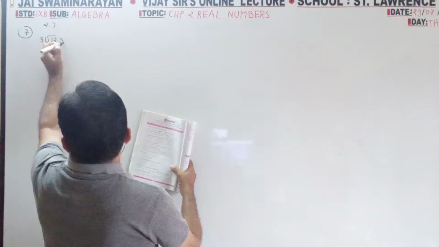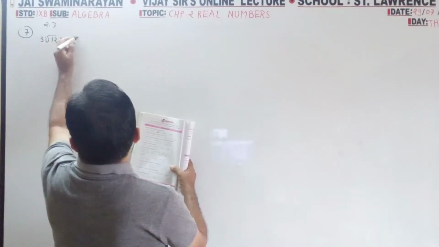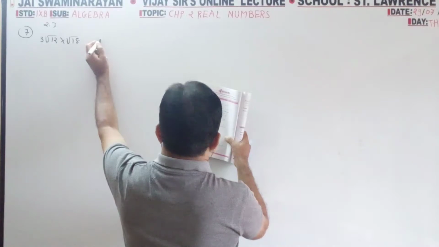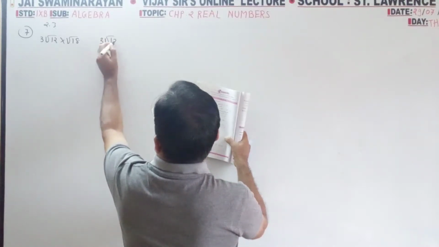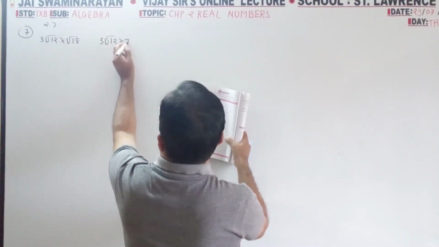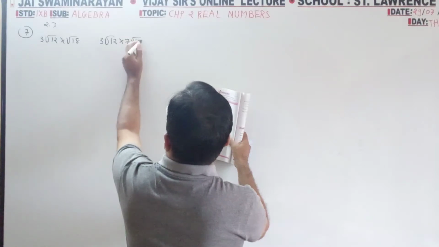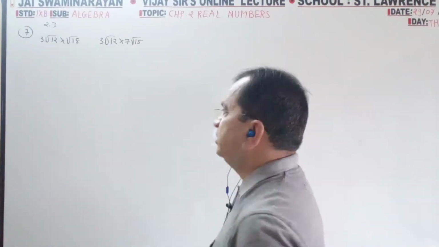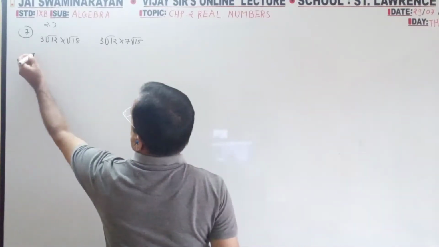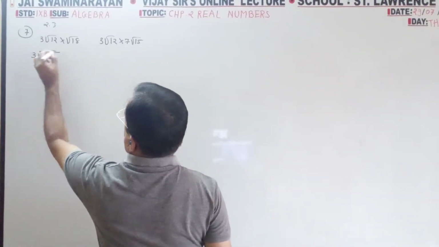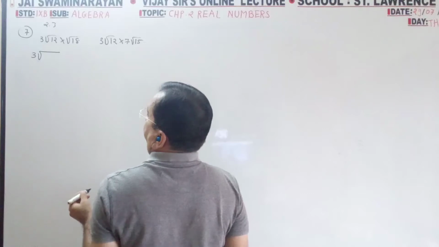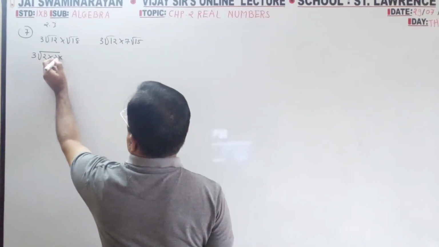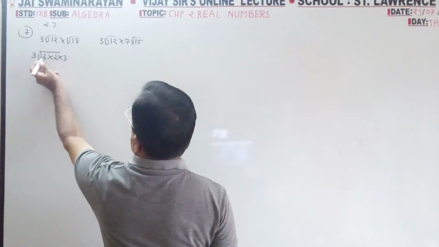3 root 12 into root 18. 3 root 12 into 7 root 15. This we have to simplify. So 3, the power of third is 2. 2 into 6, 2 into 3. 3 to the 6 to the 12.